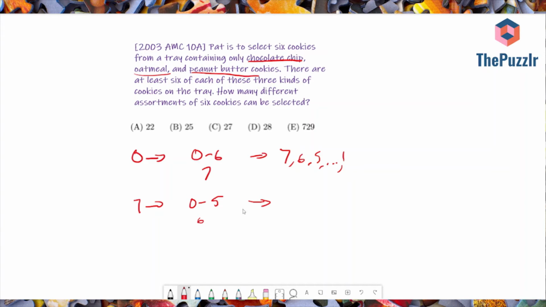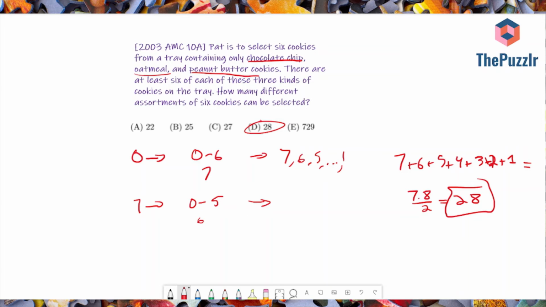So this would be 6. So this would be 7 plus 6 plus 5 plus 4 plus 3 plus 2 plus 1. And that's 7 times 8 divided by 2, or 28. So that's it. That's our answer.